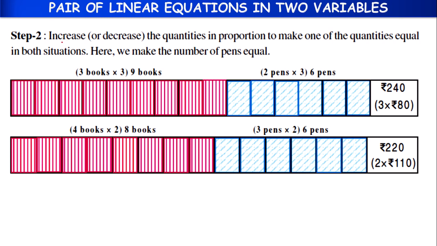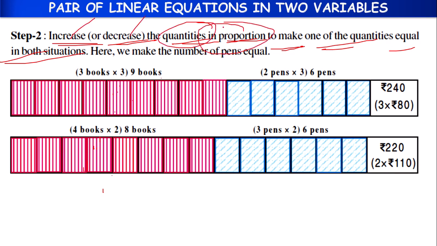Now, in step 2, we have to increase or decrease the quantities in proportion to make one of the quantities equal in both situations. Means in both situations, at least one quantity should be equal. So what we are doing: previously we have 3 books, 2 pens, and we are multiplying with 3. So 9 books.